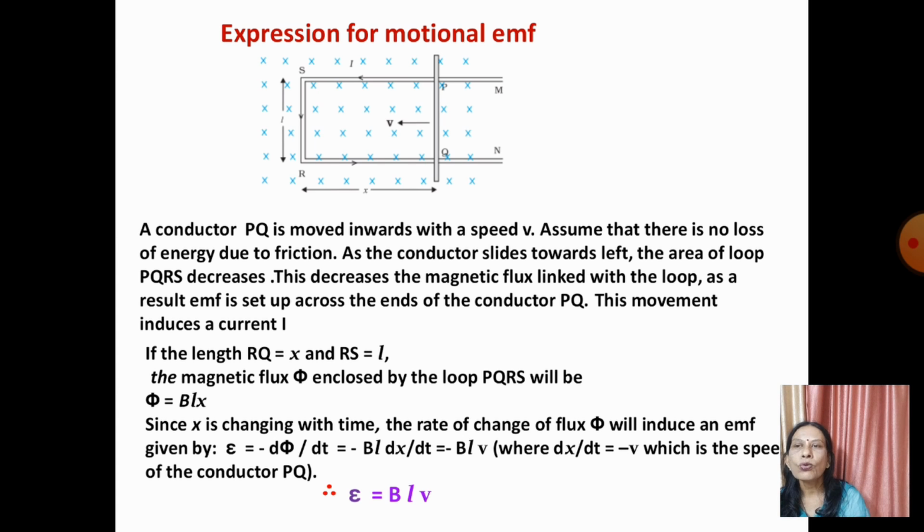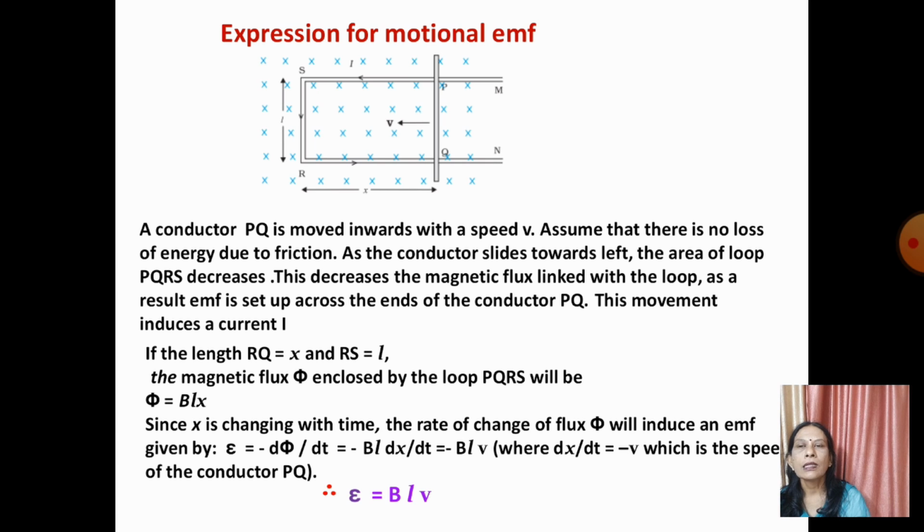Assuming that there is no loss of energy due to friction, we are avoiding the concept of energy dissipation due to friction. As the conductor slides towards the left, the area of the loop PQRS decreases. It's very clear to you that the initial rectangle is PQRS. When PQ is moving towards the left side, the area enclosed by this loop will decrease.